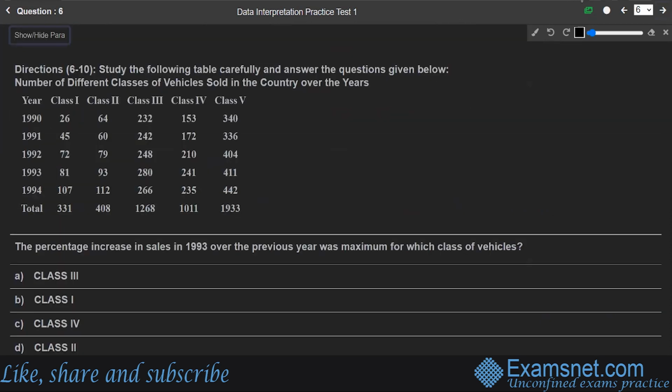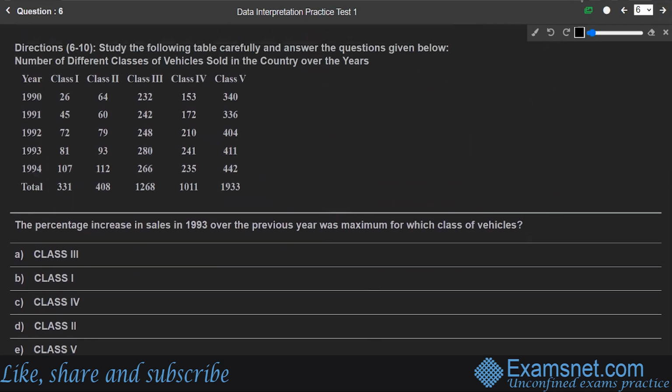Now we have a different data set. What is the data all about? Let's study the data first. The data says the number of different classes of vehicles sold in the country over the years. So country-wise data is given, for 1990, then 1992, 1994, so it's 5 years of data. Class 1, class 2, class 3, class 4, class 5. Class-wise, the total vehicles sold have been displayed, the sale of the vehicles class-wise and year-wise.